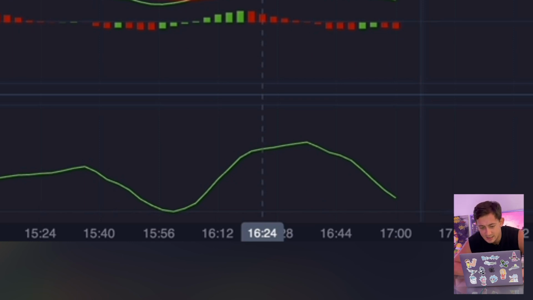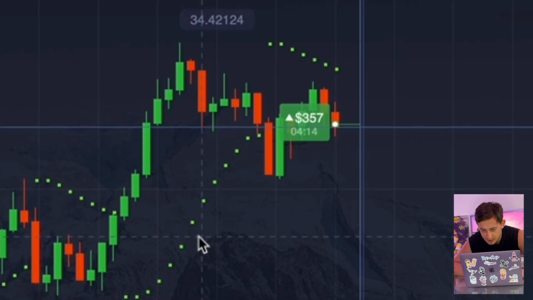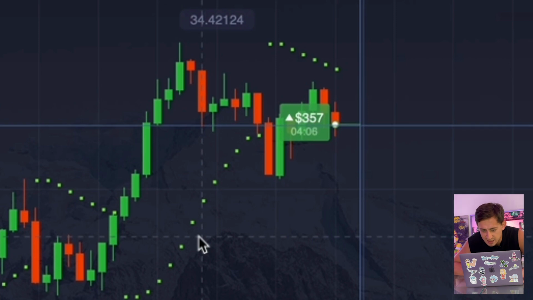This is exactly the reversal that the parabolic is indicating with its dots. The trend will soon be bullish. I'll trust my intuition, and let's wait for the profit, guys. And so, 4 minutes, guys, 4 minutes.